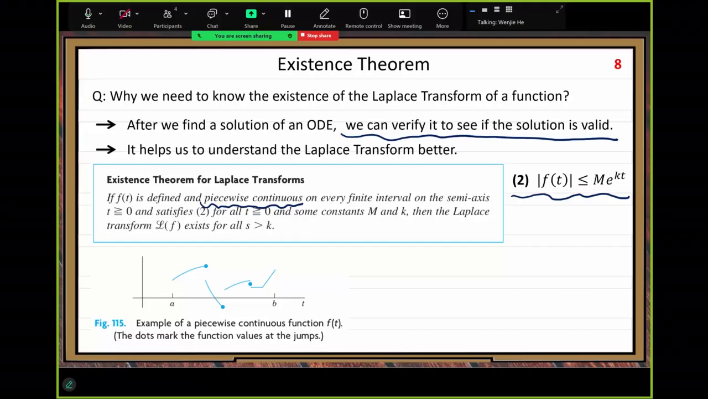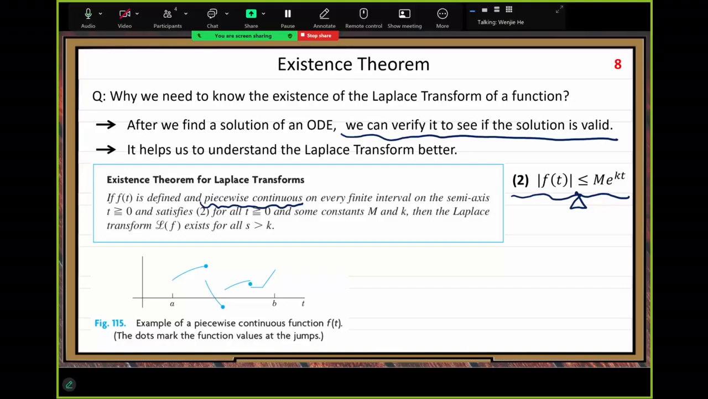And in this graph, that's a piecewise continuous function, the meaning of a piecewise continuous function. If you can break the function into several pieces, each piece continuous, then you can check this theorem. The condition, you can see, is a bound condition. It's very, very easy to satisfy.